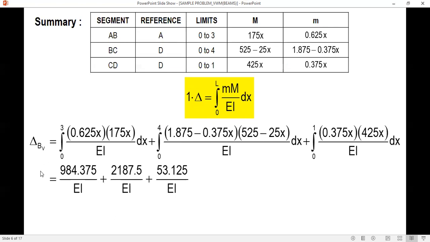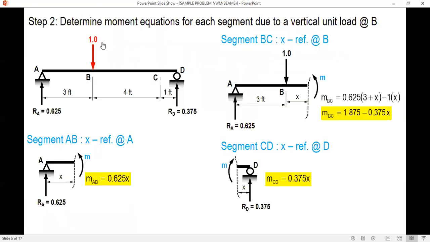Okay. These are the values for each term. So you add them. Okay. The answer is positive 3,225 over EI pounds feet cube. Since it is positive, it is downward, because our assumed direction of the virtual load is downward. So a positive result means our assumption is correct. Therefore, the vertical displacement of B is downward.